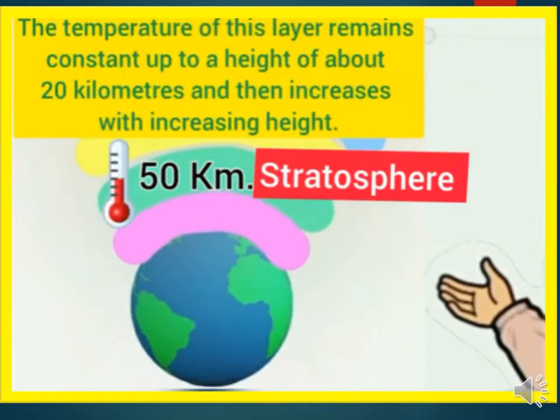Children, above the troposphere we have the stratosphere. It extends up to a height of 50 kilometers, and the temperature of this layer remains constant up to a height of about 20 kilometers and then increases with increasing height.